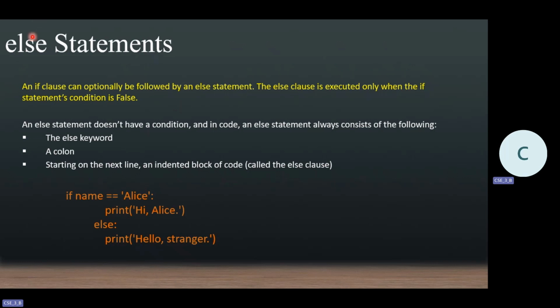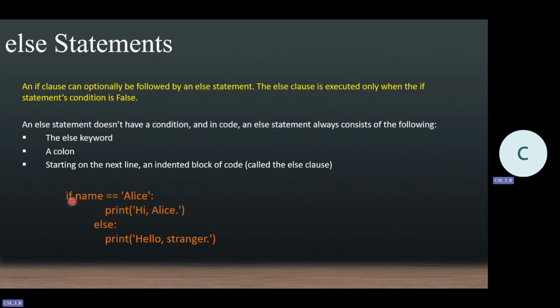Similarly, the next category of control statement is the else statement. An if clause can optionally be followed by an else statement. The else clause is executed only when the if statement's condition is false. An else statement doesn't have a condition, and in code, an else statement always consists of the else keyword, a colon, and, starting on the next line, an indented block of code that is called the else clause.